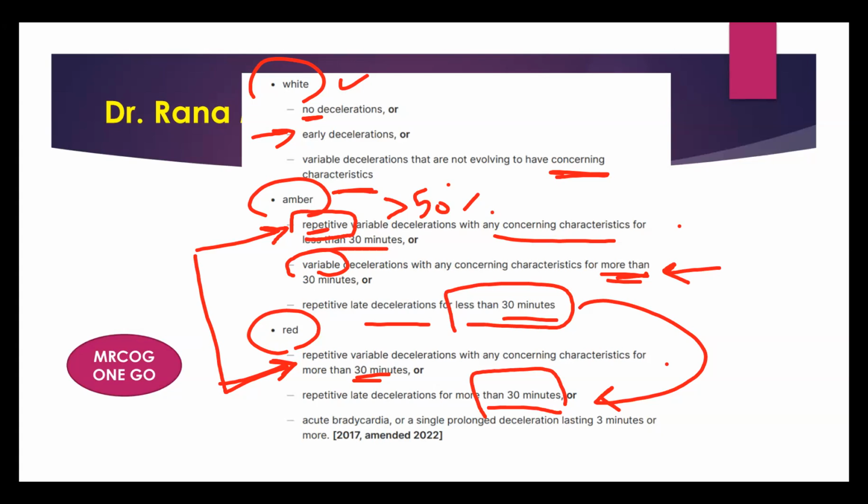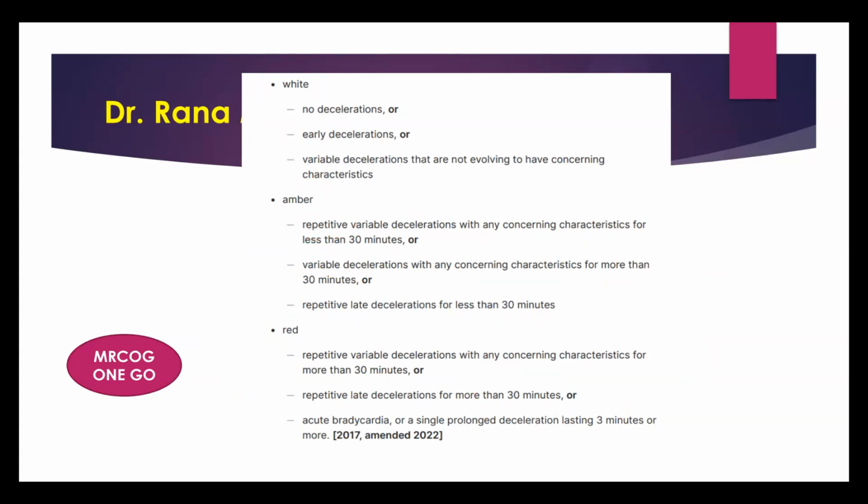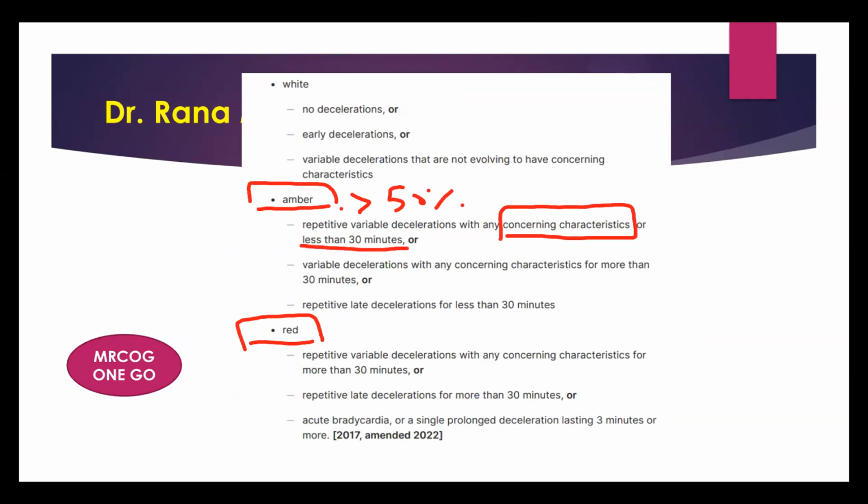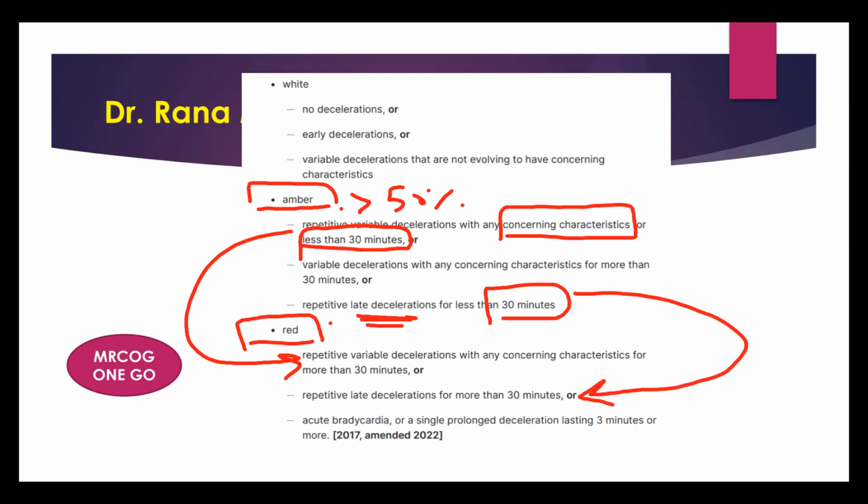So just to make it a little bit easy, just to remember, we can make it like we have here 3 features and here 3 features. Okay, we have 2 linked together. If it's repetitive, it means more than 50% of the contractions with concerning characteristic less than 30 minutes, so it will be amber. If more than 30 minutes, I will go to red. Then repetitive late deceleration less than 30 minutes, we will be here in amber. If it's more than 30 minutes, we will go to red.